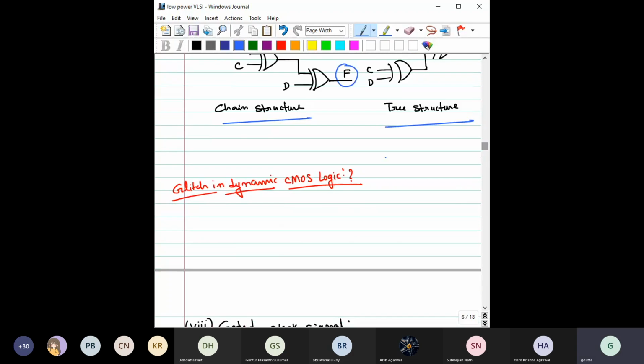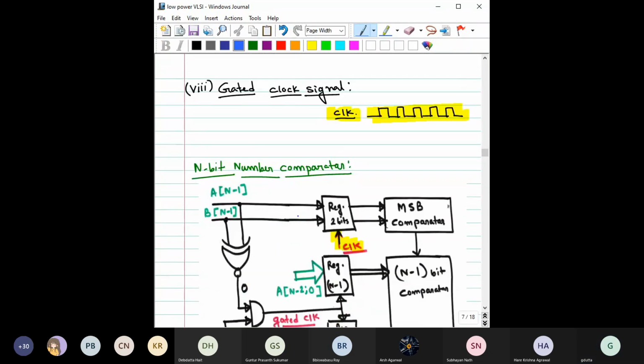right? So what about glitch in dynamic CMOS logic? Do you think that glitch would be an issue for dynamic CMOS logic? In dynamic CMOS logic, the output only changes in the evaluation state, right? So the glitch issue should not be a great concern for dynamic CMOS logic circuits, right? Then there are some other techniques like gated clock signal.